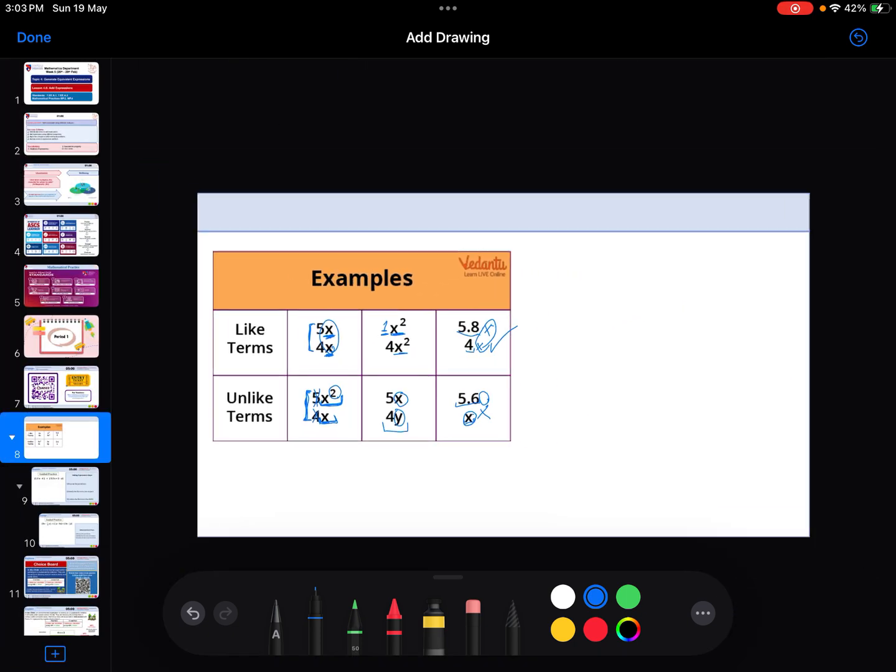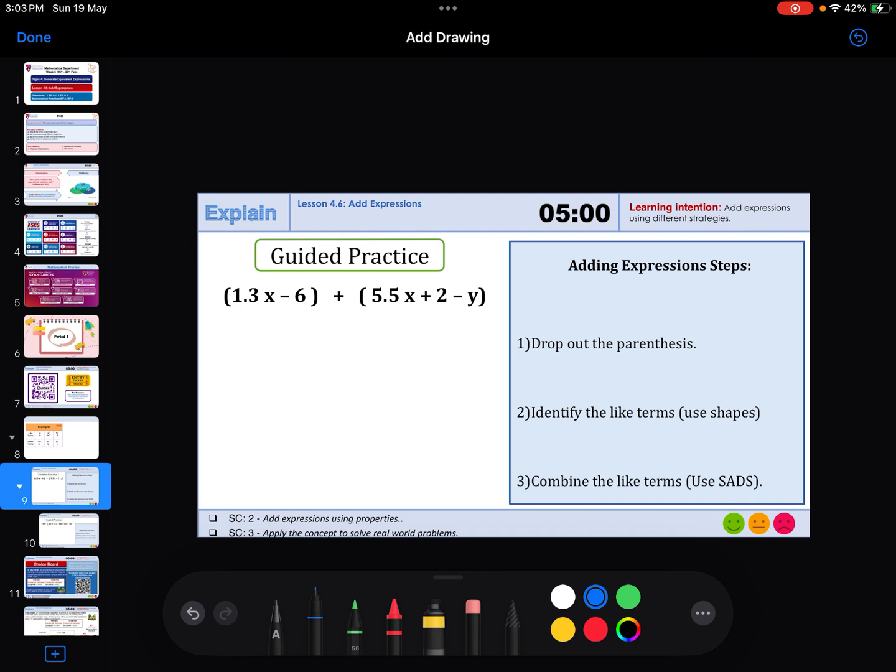Okay, our goal is to basically add only like terms. Let's see how this is gonna work. So let's start with a guided practice, a direct example. Again, the goal of the lesson is to add expressions, not only terms. So this is called an expression. It's a bunch of terms inside a bracket, and this is another expression. We need to try to combine as many like terms between them as much as possible, okay? So let's see how this is gonna work.